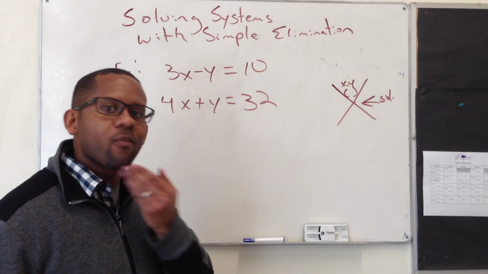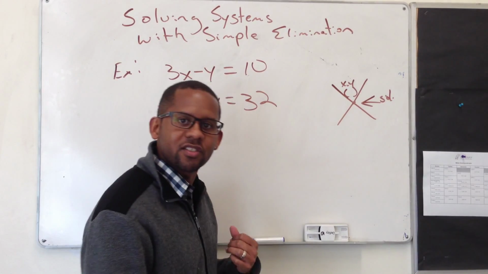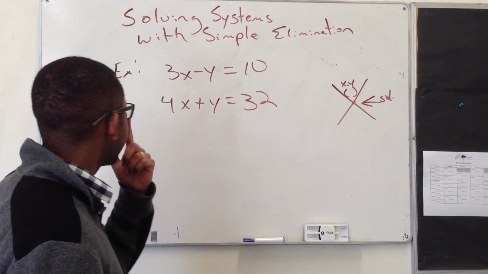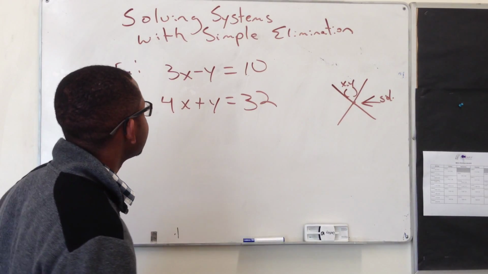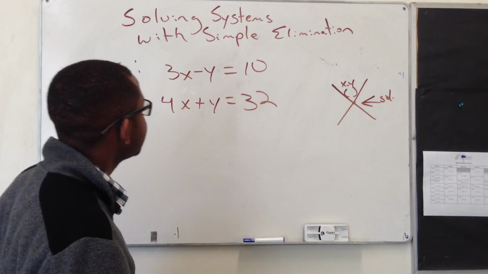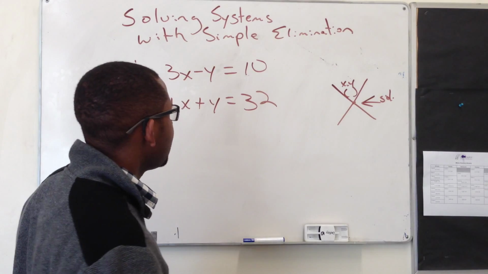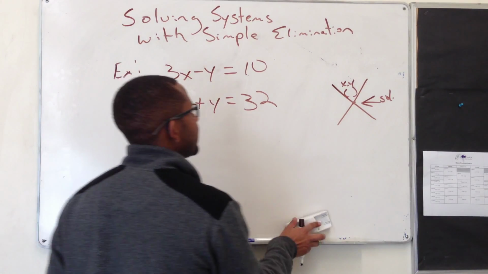You're trying to figure that out, but you don't want to graph them. Well, guess what? You have other options. You can use simple elimination. Now notice, the reason I can't solve this problem is because I have two variables in each equation, and I can't solve an equation with two variables in it.